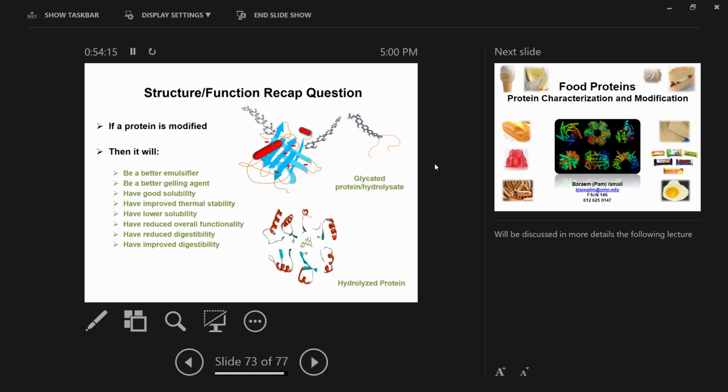You will have reduced functionality if it was excessive hydrolysis. There's not one enzyme treatment that will improve emulsification, gelation, and solubility. It depends. That's why it might be a better emulsifier, better gelation, or better solubility, depending on the peptides released, the enzymes used, and the hydrolysis conditions used. Okay? All right.